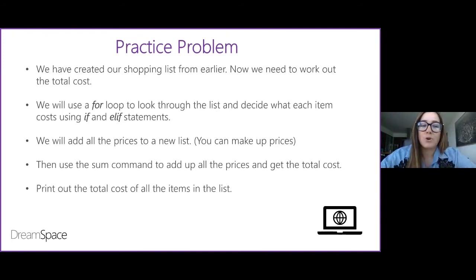And as Amy had said, we're going to do this using a for loop, but we're also going to use our if and elif statements that we worked on a couple of weeks ago. So we're going to add all the prices to a new list, okay? And the prices can be anything, we can make them up. And then we want to sum all of those prices together and print out the total cost, okay?